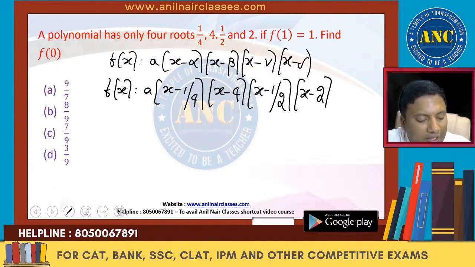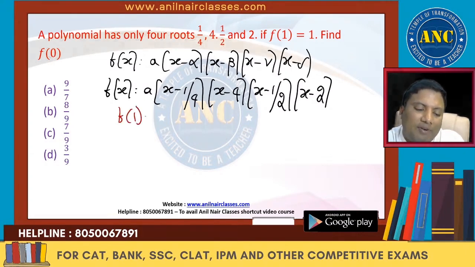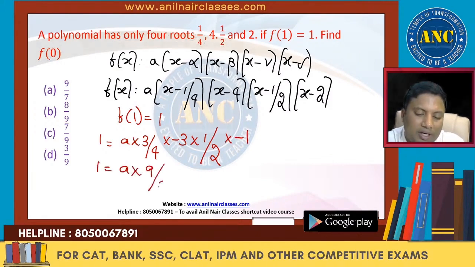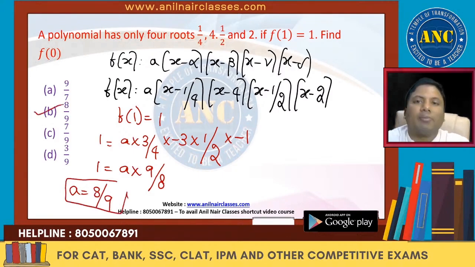To get the value of a, we require the left hand side value. It is given that f of 1 is equivalent to 1. So 1 equals a into 1 minus 1 by 4, 3 by 4, 1 minus 4, minus 3, 1 minus 1 by 2, 1 by 2, 1 minus 2, it is nothing but minus 1. So 1 equals a into minus into minus plus, it is nothing but 9 by 8. A is nothing but 8 by 9.